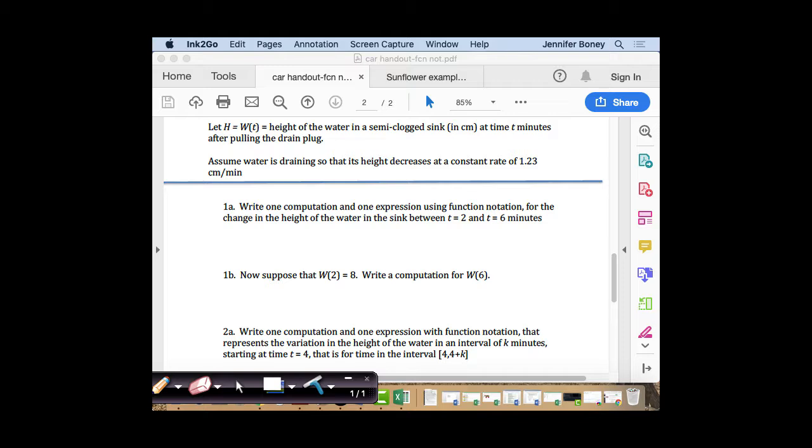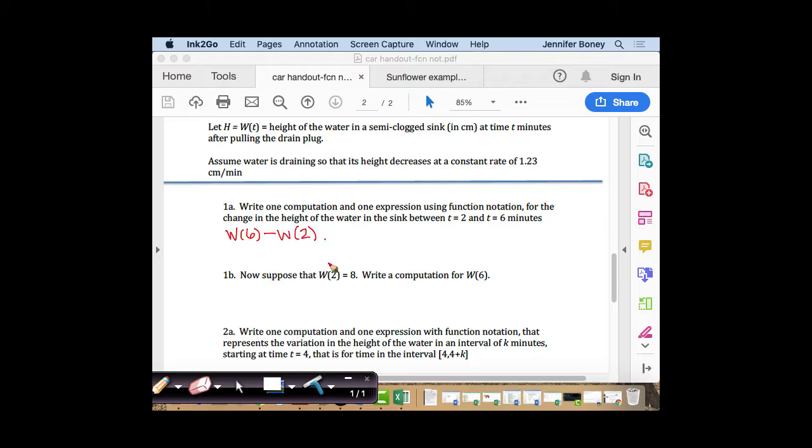Now, get back to this. So if we want a computation and an expression using function notation for the change in the height of the water between time 2 and time 6 minutes. So since it's a constant rate of change relationship, we can actually do a computation for that. But just thinking about what we just did with the race car, what could I write using function notation that expresses the change in the height of the water in the sink over that time interval? W of 6 minus W of 2, good. W of 6 minus W of 2.